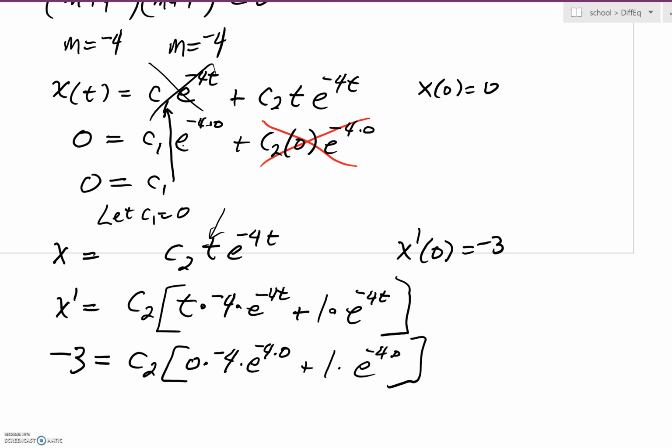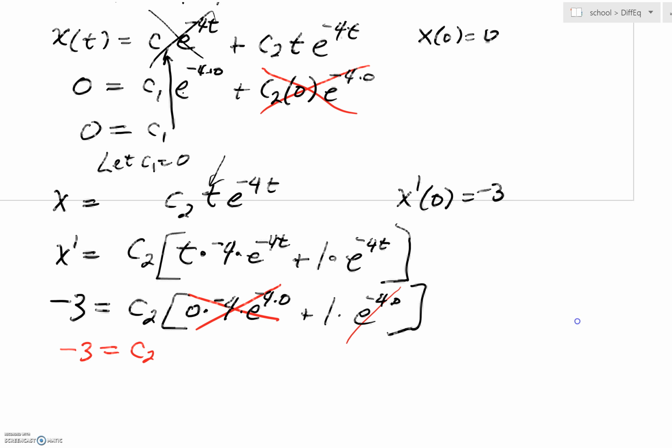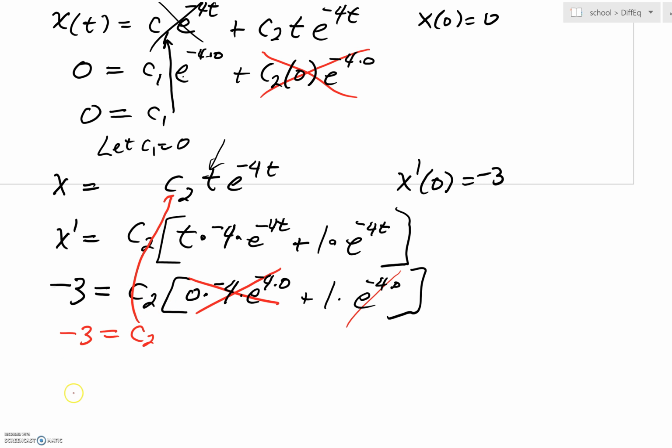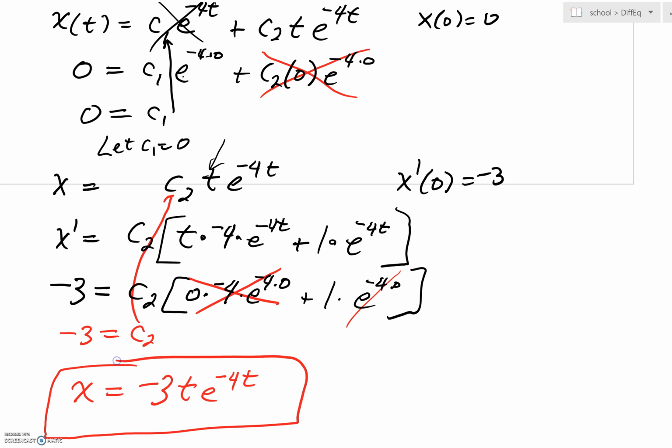Wow, you can see already what's about to happen. This ugly part is just completely gone. E to the 0 power is just going to be a 1. And guys, you'll get C2 to just equal negative 3. Look at that. So right here we can wrap up and say, hey, before we knew that x was equal to C2t e to the negative 4t, so it's negative 3t e to the negative 4t. And that, guys, is what your equation would actually look like if you were to even graph it.